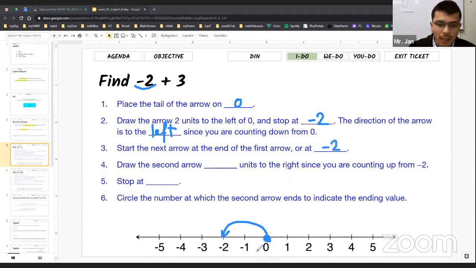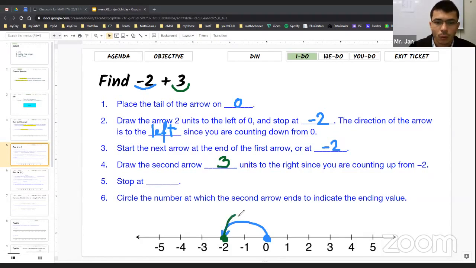So this time you're going to start, let me get another color, at -2 and draw the second arrow 3 units to the right, because your second number is 3 and the sign in front of the number is plus, which means you need to go to the right. That's why you need to go right, and counting up means to the right.